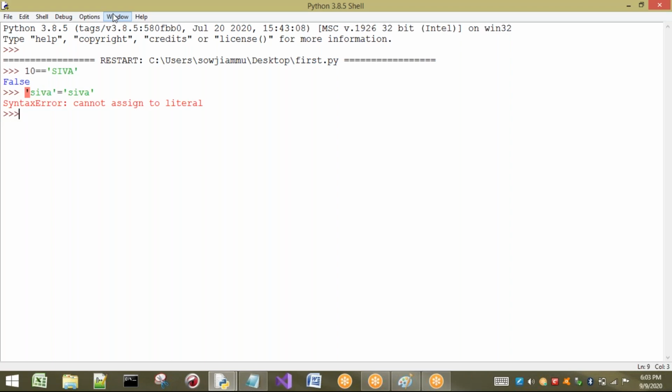Okay, 1 minute. Cannot assign literal. Let us see. Here I have to place double equal to, but I have placed only a single equal to, so we got an error. For comparison, what do we have to do? We have to give the double equal to operator, but I have given only a single equal to, so we got a syntax error, because a single equal to is nothing but an assignment operator. We will see about the assignment operator later.